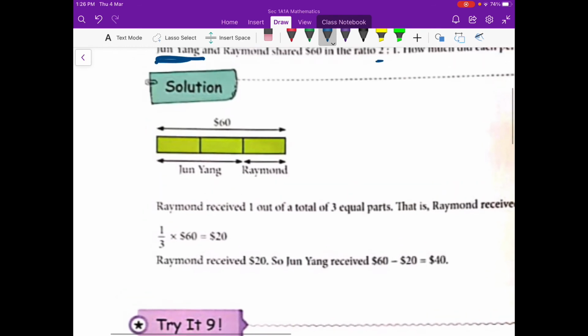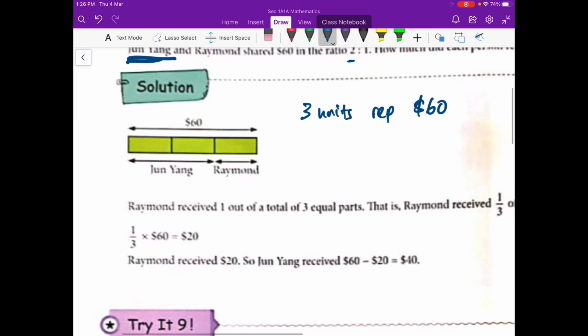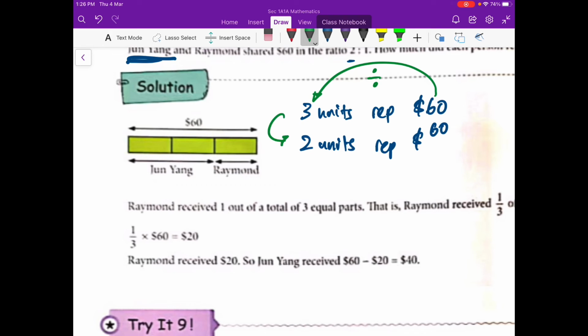So 3 units or 3 parts, they are both okay, represent $60. Jun Yang got 2 units. So 2 units represent 60, then divided by 3, multiplied by 2. Always do this. Very useful. So draw it in your textbook, times 2. And we get $40.